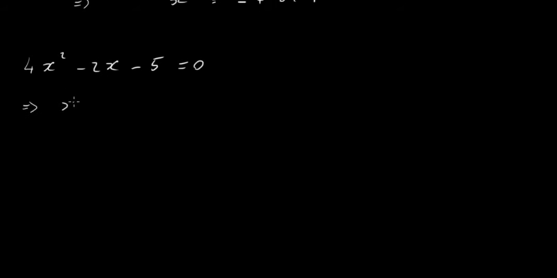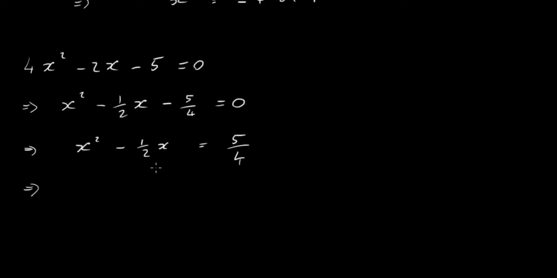So here we just end up with x squared. Here we end up with minus 2 over 4, so minus 2 over 4 is just minus a half. And here we end up with minus 5 over 4 equals 0. Okay, so now we have our basic quadratic equation here. So let's start then. What did we do previously? We took this number here and we brought it over to the other side. That's fine. So x squared minus a half x is equal to 5 over 4.